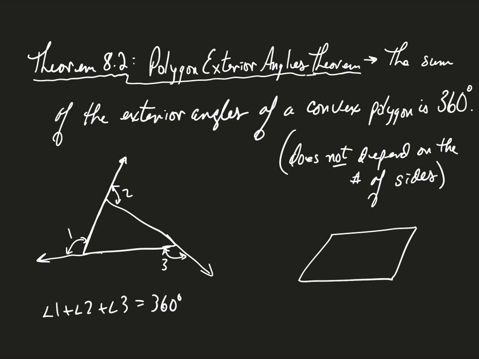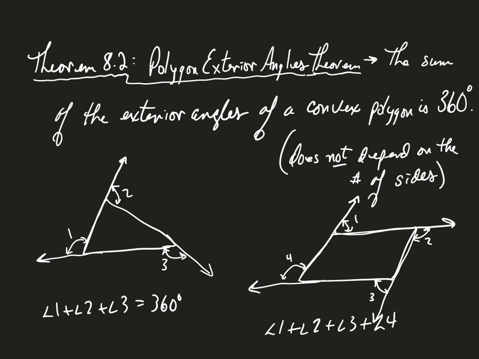Here's a quadrilateral. If we create the exterior sides by going past the vertex, past the vertex, past the vertex, past the vertex, all the way around, we create again all of these exterior angles, 1, 2, 3, and this time 4. And what the theorem says is that all 4 of those exterior angles, 1 plus 2 plus 3 plus 4, will always add up to 360 degrees. So 3 sides, 4 sides, 5, 6, 7, 10, 20, it always adds up to 360 degrees.